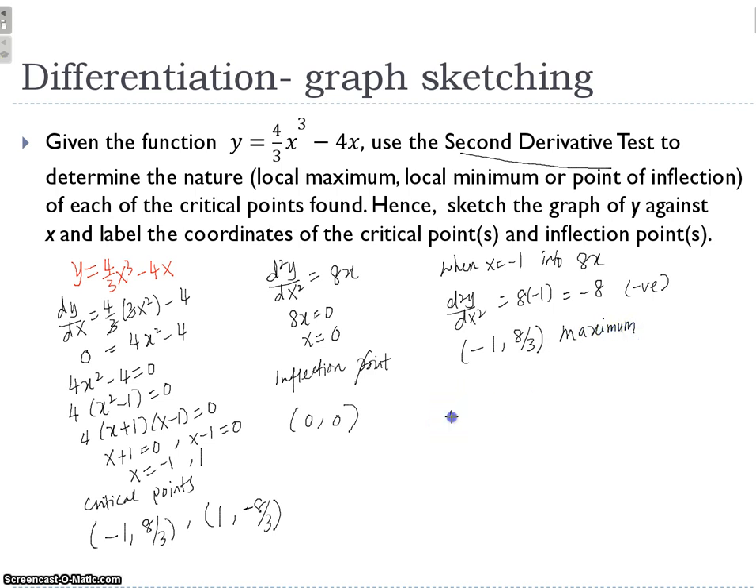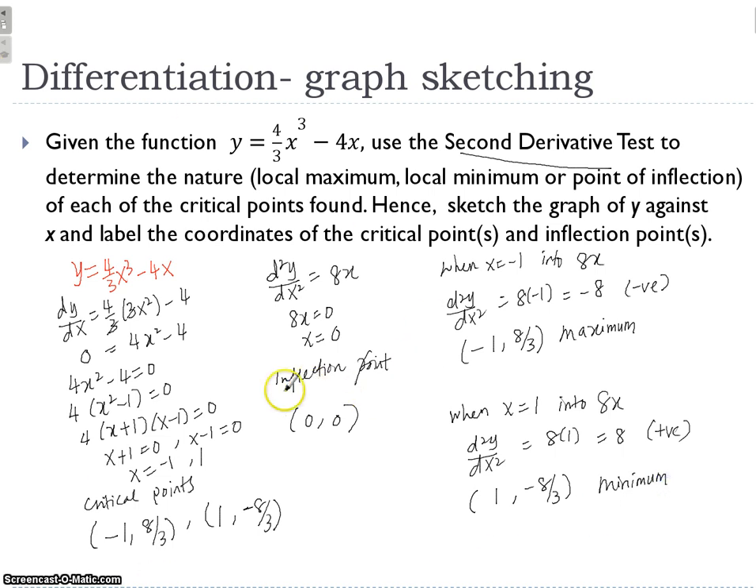We will do exactly the same thing for x equals 1. When we substitute x equals 1 into the second derivative 8x as well, we get +8. It indicates that the critical point (1, -8/3) is a minimum point. So now we have three important points: an inflection point, a maximum point, and a minimum point.